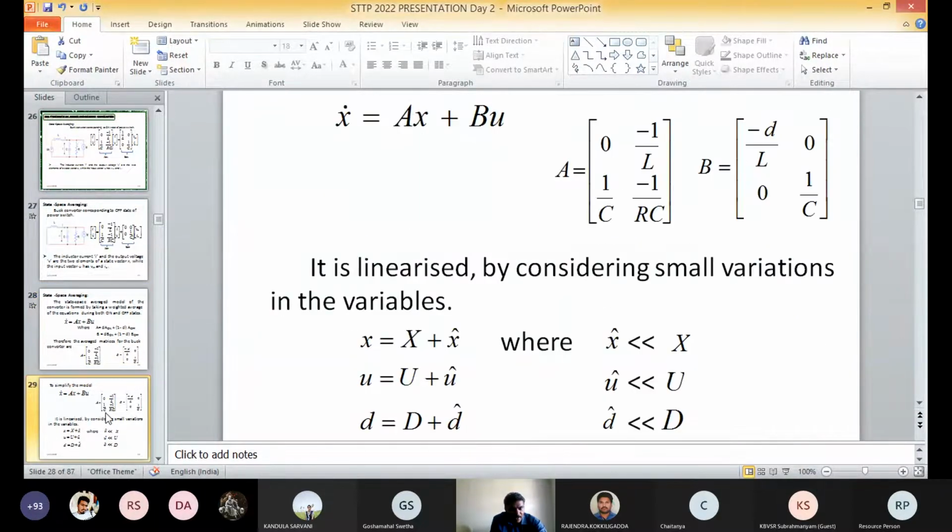And again, as we saw, there is a chance of variation in the parameters. That's why we are using the small signal.